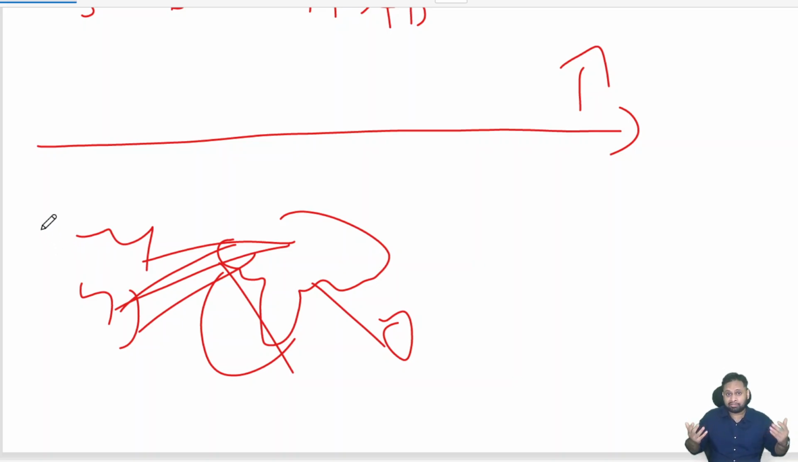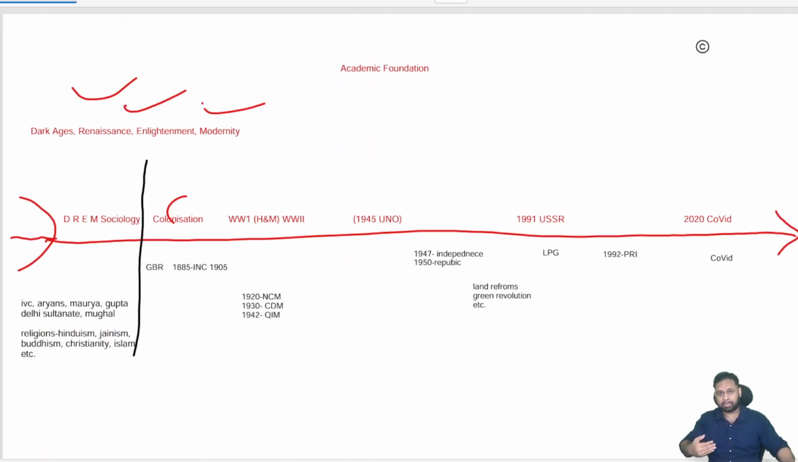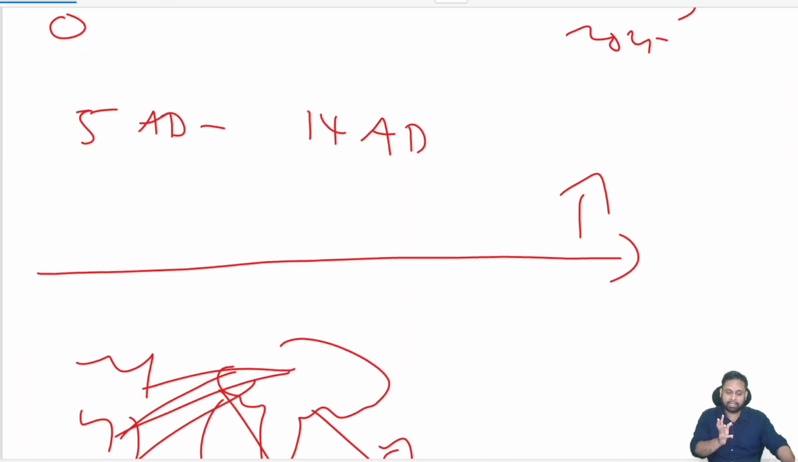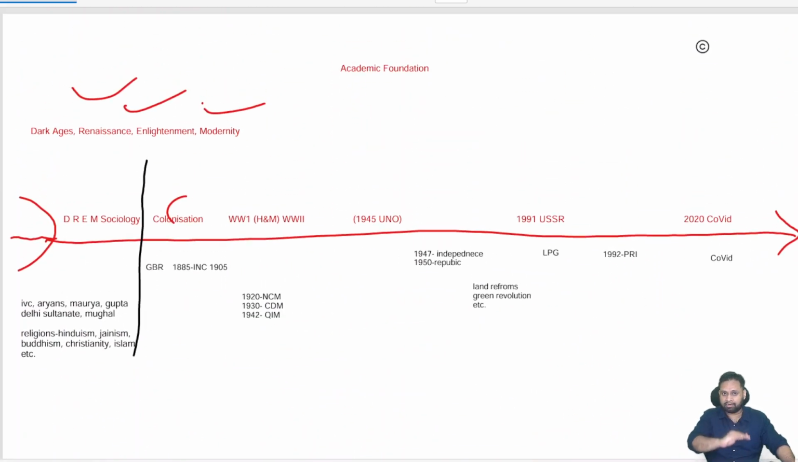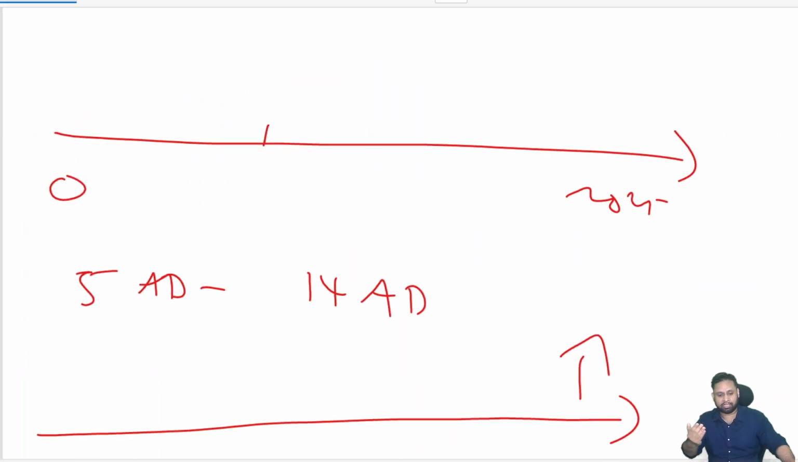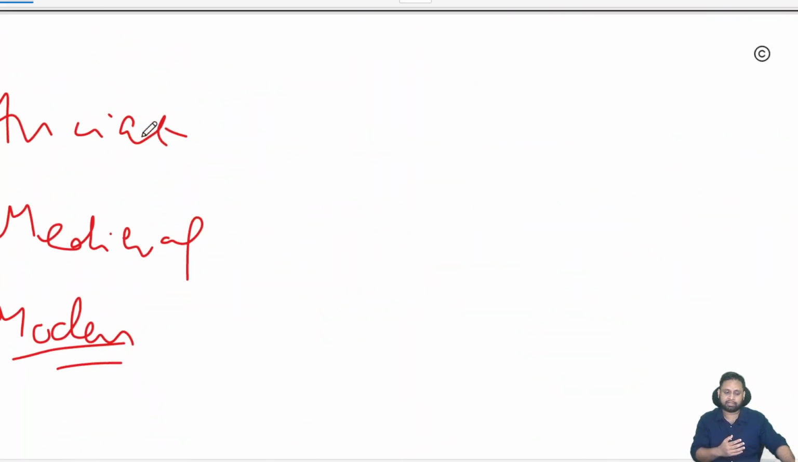There can be different types of modernity at different places. How can you define it at one point? That's the debate. But simply speaking, what is modernity? Becoming urban, growth of technology, secular ideals, women's rights and all those things. And what happened in Europe: dark ages, Renaissance, enlightenment, modernity. Simply speaking, Europe went from ancient and medieval to modern.